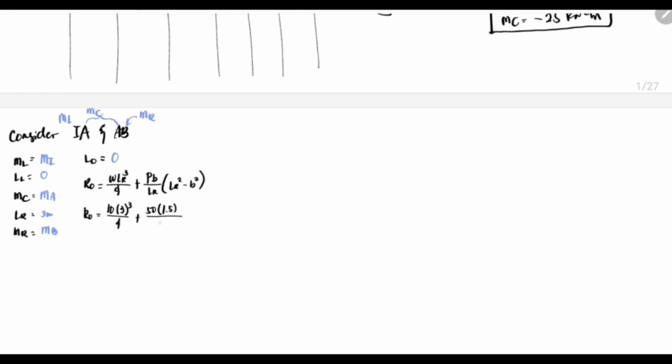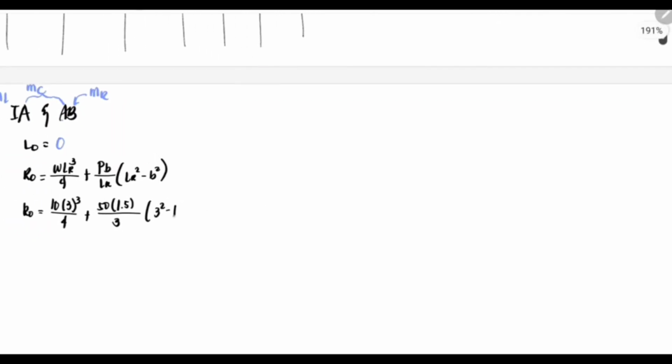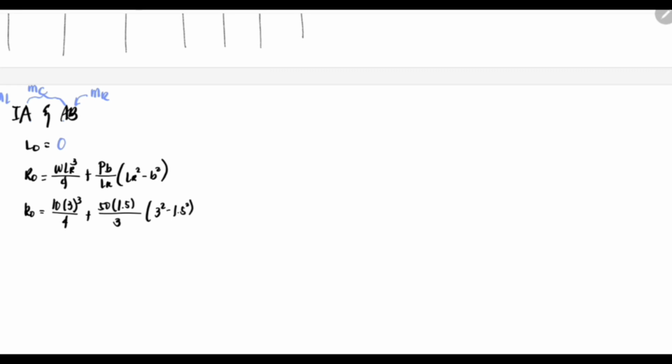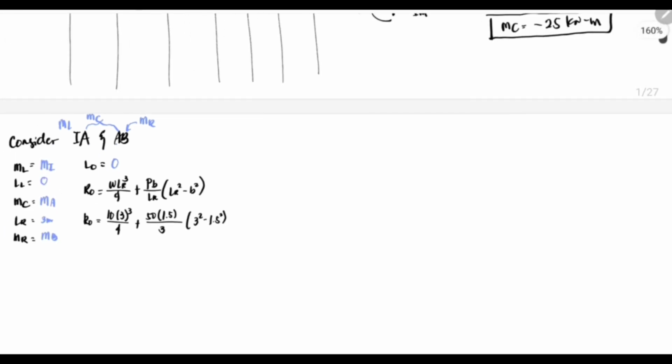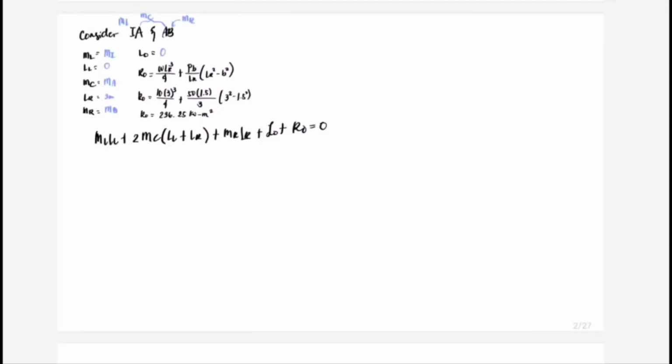Okay, divided by 3. Okay, and then we have 3 squared minus 1.5, 1.5 raised to 2. Ayan. So, therefore, our RO here would be 236.25 kilonewton meters.